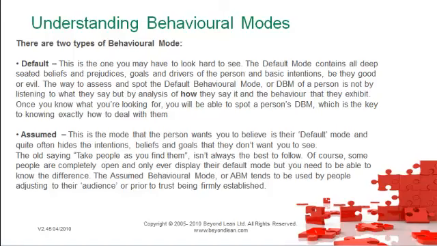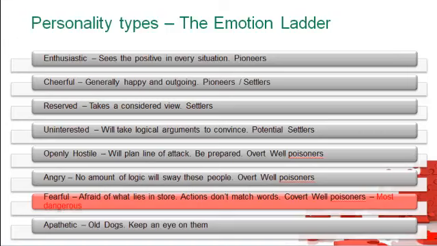So, different personality types. Going from the top on the emotion ladder, you got enthusiastic people. They see the positive in every situation. They're the pioneers, they're the champions of change. You got the cheerful people, generally happy and outgoing. Pioneers come settlers. And you got the reserved people. They take a considered view, they're quite conservative. They'll be the settlers, they'll take it easy and just sit on the fence.